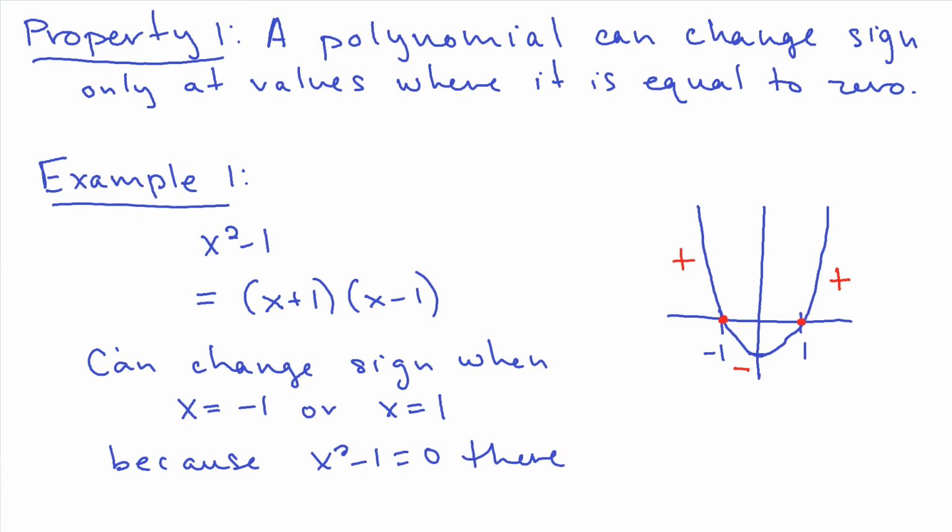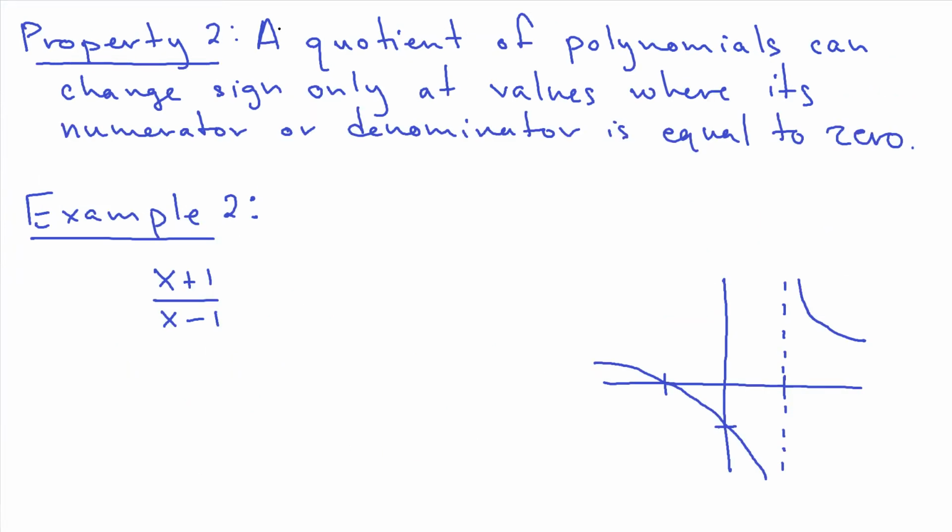So our next property is that a quotient of polynomials can change sign only at values where its numerator or denominator is equal to 0. So here's another example for you. If I look at this quotient x plus 1 over x minus 1, we see that the numerator is equal to 0, so the top is equal to 0 when x plus 1 is equal to 0, and so when x is equal to minus 1.